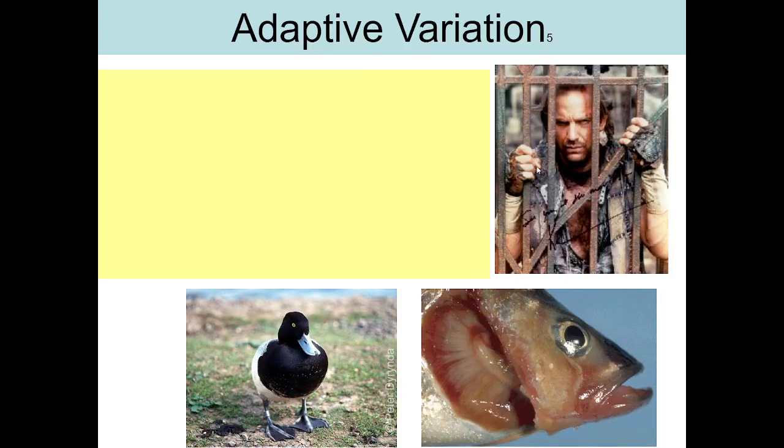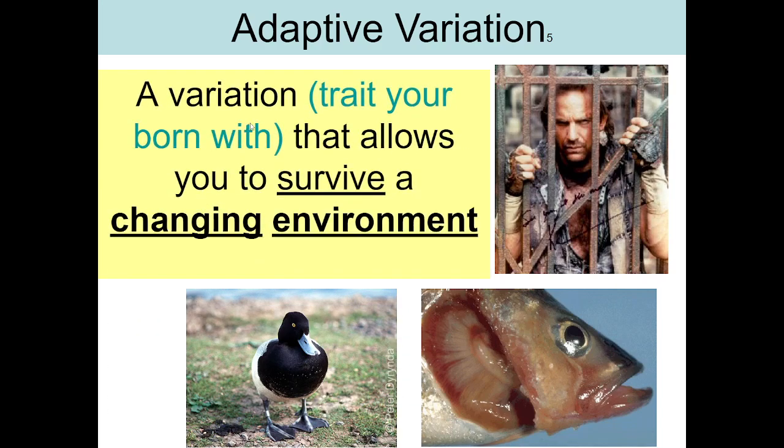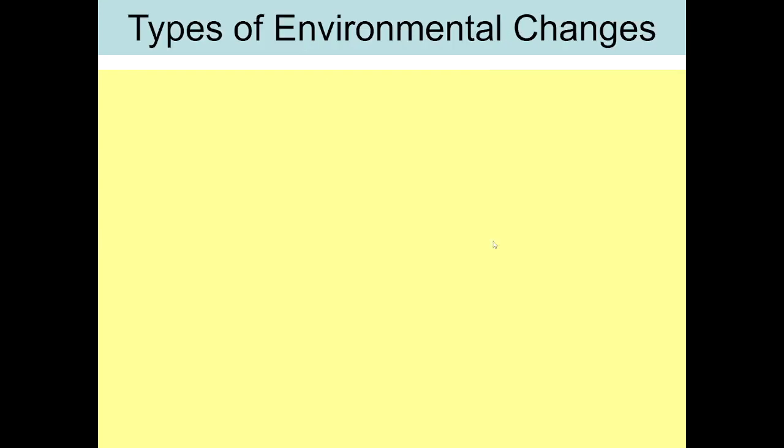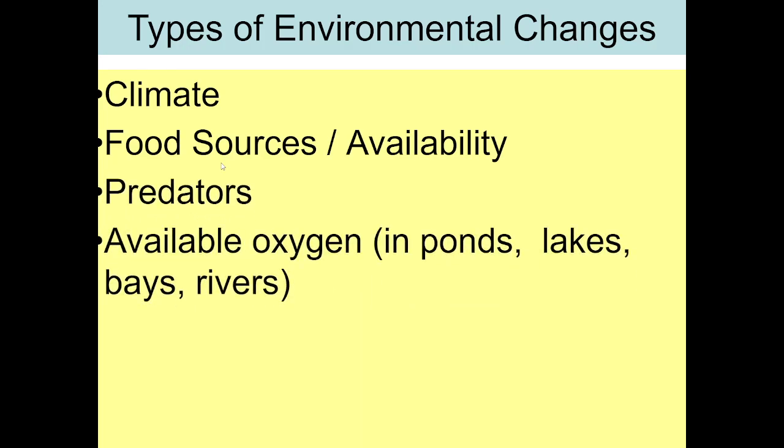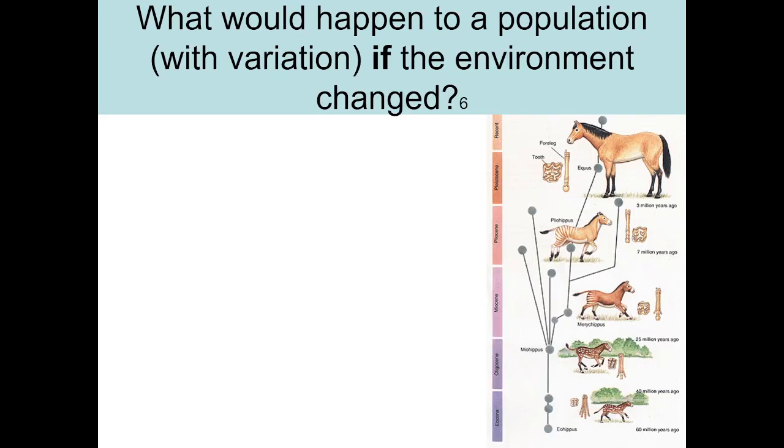Adaptive variation: a trait that you're born with that allows you to survive a changing environment. Types of environmental changes: there's climate, food sources and the availability of these food sources, predators, available oxygen, such as in ponds, lakes, bays, and rivers, and habitat. What would happen to a population if the environment changed?